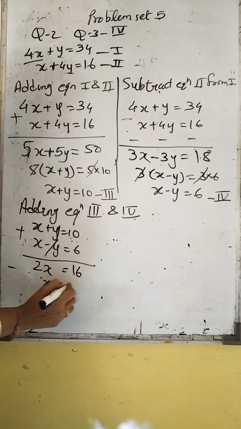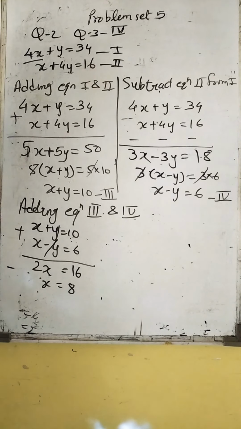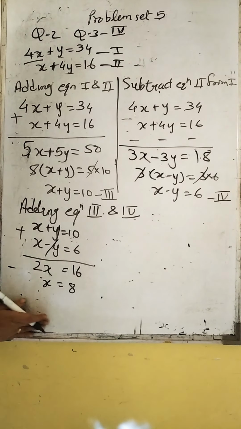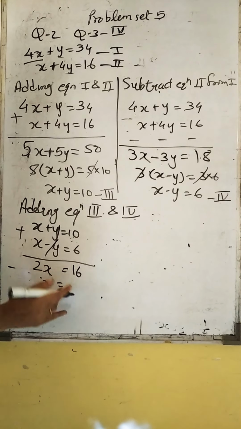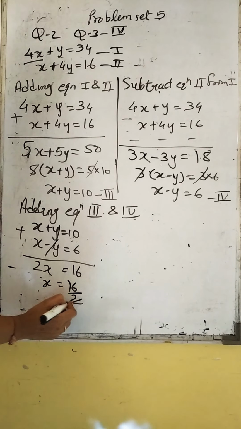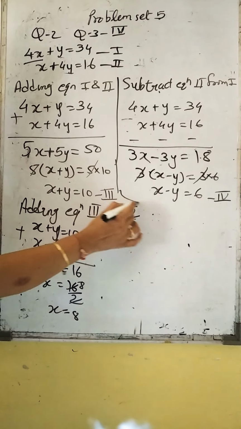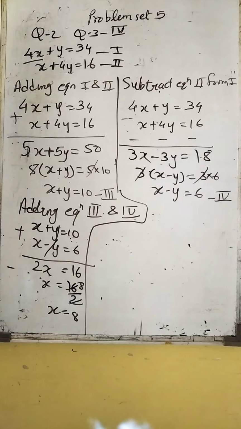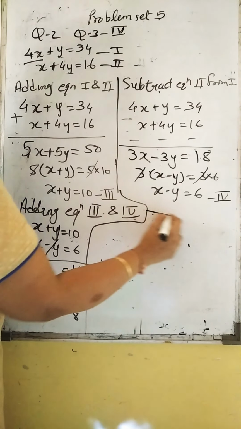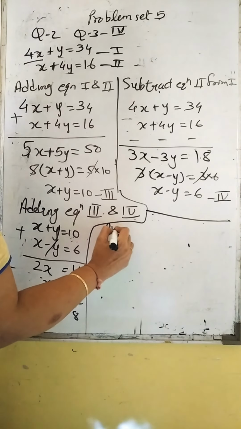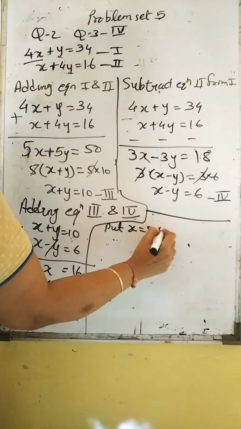So what will be the value of x? x will be 8. You can write directly, no problem. If you want to write 16 upon 2, that will also work, and if you write directly, that will also work. I write down 16 upon 2. So I got the value of x as 8. Right? Once you get the value of x as 8, we can do further. What will be done? Put x is equal to 8 in the equation.